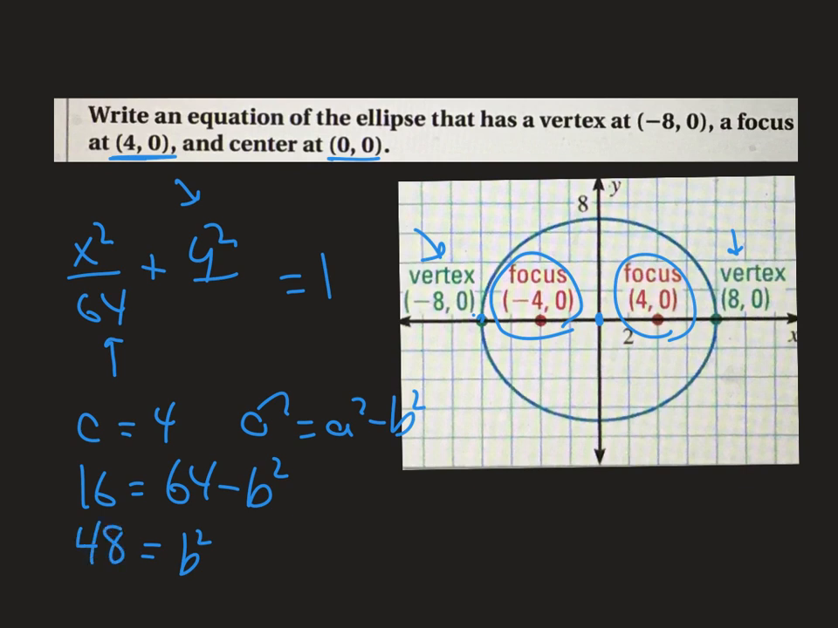Now here's the cool thing. That's b squared, and to be honest, I don't care what b is. I need the b squared. B squared is what goes in your equation. So put the 48 there. Guys, that's it. Okay, all you got to do. So again, not a bad day.